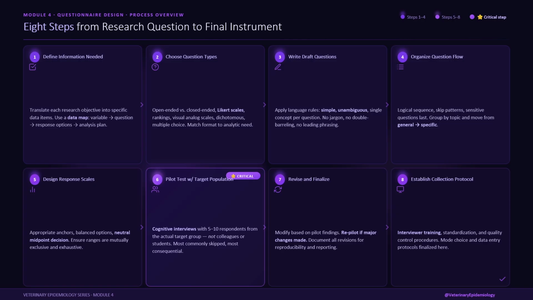Step 7, revise and finalize. Modify based on pilot findings, repilot if changes are major, and document every revision for reproducibility. Step 8, establish your collection protocol. Interviewer training, standardization, mode choice, and data entry procedures. Notice that actually writing questions is only one of 8 steps. The work that brackets it, defining what you need up front, and pilot testing before you deploy, is what separates a rigorous instrument from a shaky one.